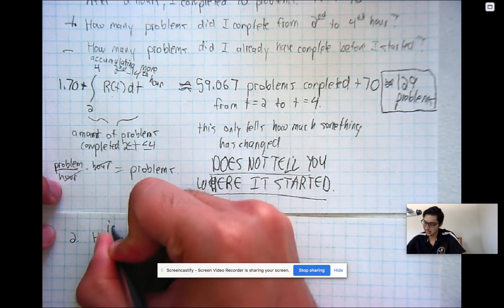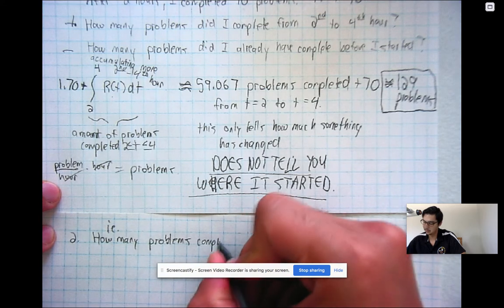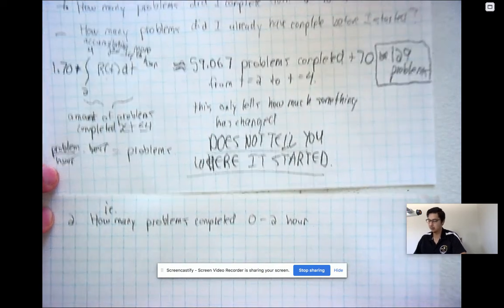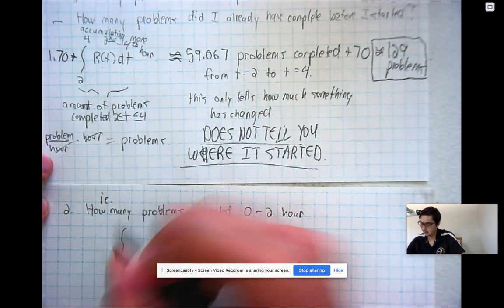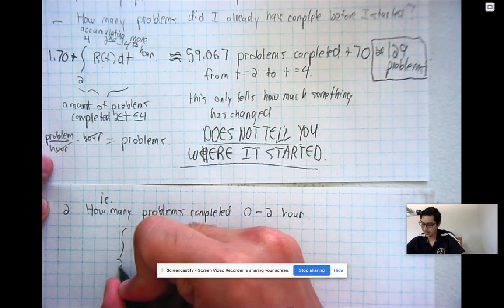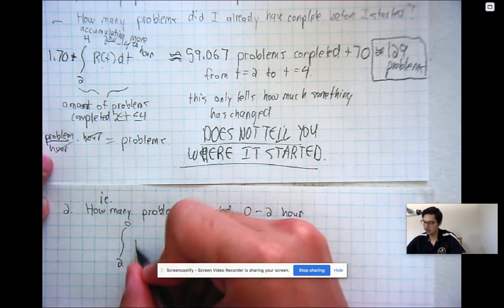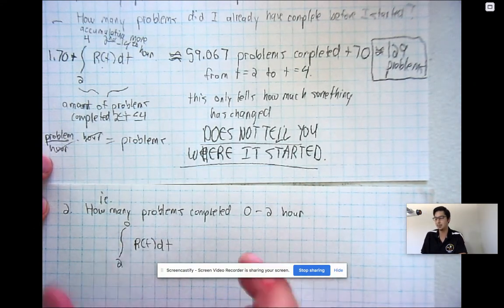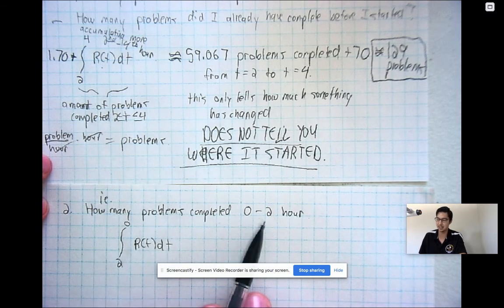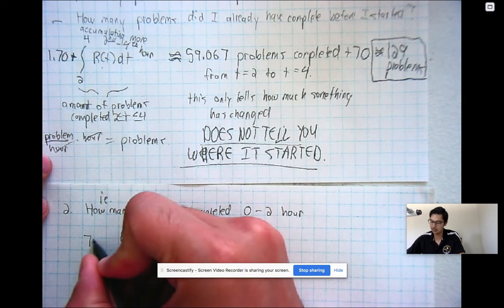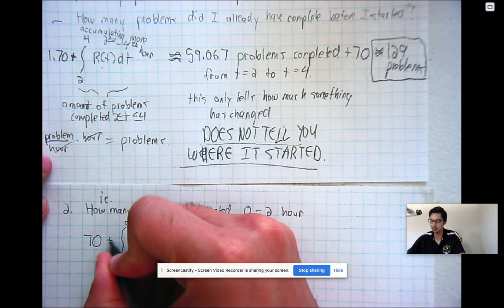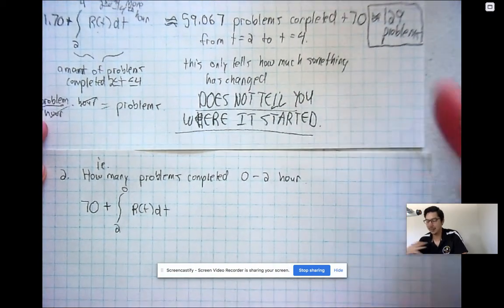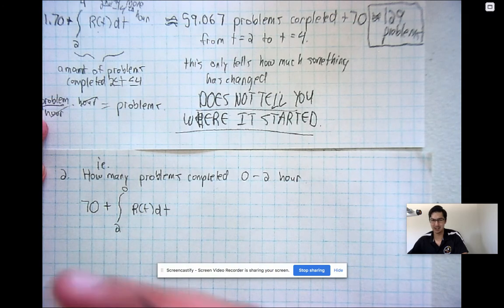So I want to know how many problems I completed from 0 to 2 hours, right? So we have the integral of, and now we're working backwards, so it'd be 2 to 0 of r of t dt. We want to know how many problems are completed from 2 to 0. But again, that's only going to tell us how many problems were completed from 0 to the second hour. If I want to know how many problems I completed, I have to consider the 70 there too. And now this might confuse me when I say 70 plus 2 to 0. Some students think this way. I don't know if you're one of them.